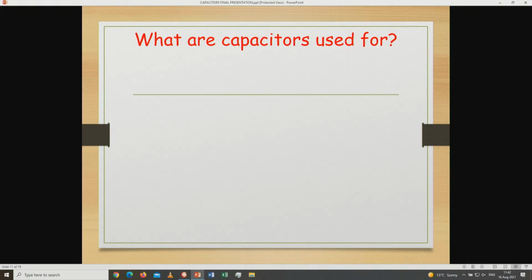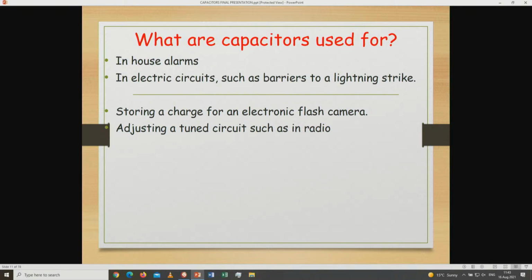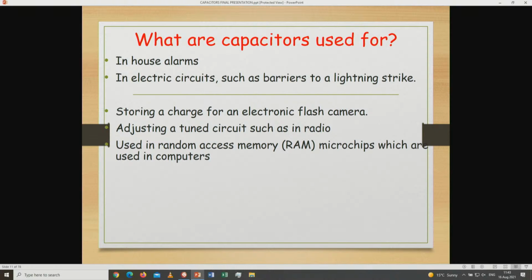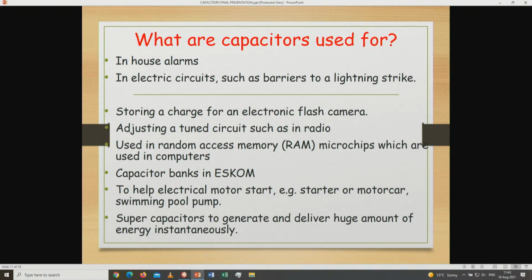What are capacitors used for? There are so many uses, as indicated earlier on: in house alarms, in electric circuits as barriers to a lightning strike, storing a charge in an electronic flash camera, adjusting a tuned circuit such as a radio, in microchips in computers, and capacitor banks at Eskom. They also help an electric motor to start, for example the starter motor of a swimming pool pump. They've got capacitors. And we also have supercapacitors to generate and deliver a huge amount of energy instantaneously.